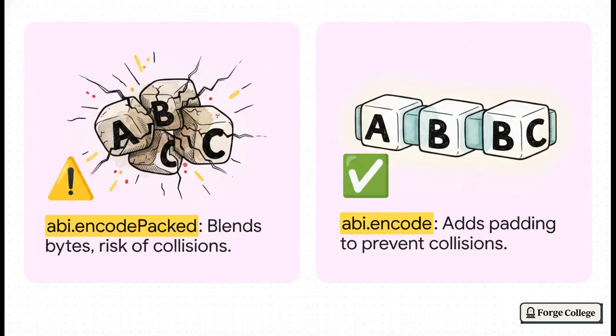But hold on, there is a really crucial warning for the hashed method. Look closely at abi.encodePacked versus abi.encode. If you are hashing variable length data types, like say two strings, you absolutely must prefer abi.encode. Why? Because encodePacked just blindly jams the bytes together. Think about it. If you pack the strings A and BC, it becomes ABC. But if you pack the strings AB and C, it also becomes ABC. That is what we call a hash collision, and it means two entirely different users could accidentally overwrite each other's data. Yikes. Using abi.encode adds proper padding and length prefixes to absolutely guarantee you prevent those packing collisions.